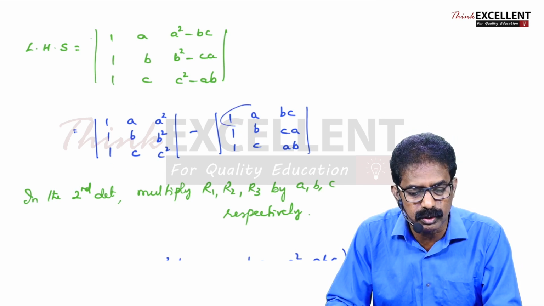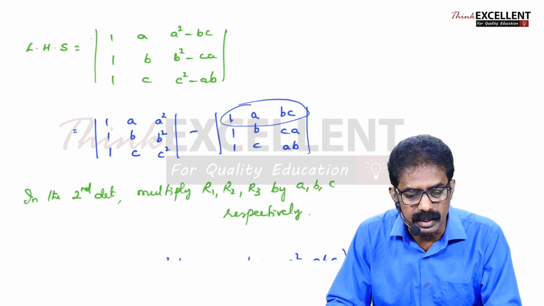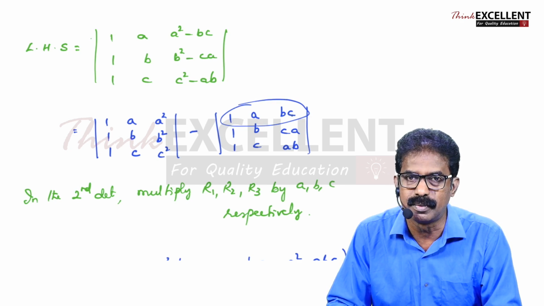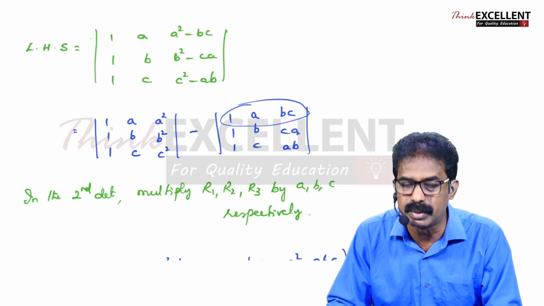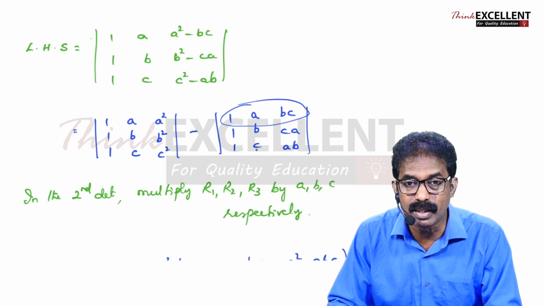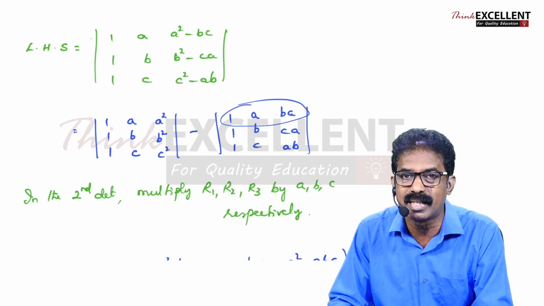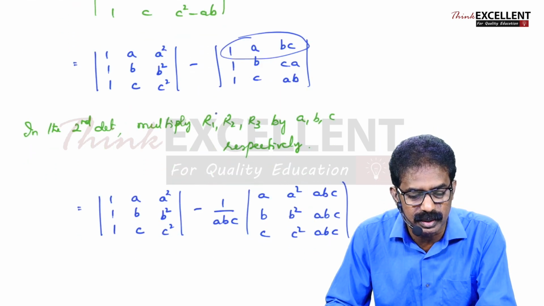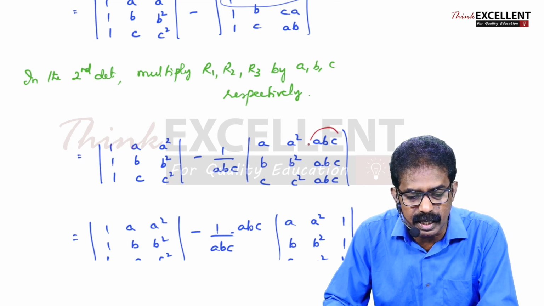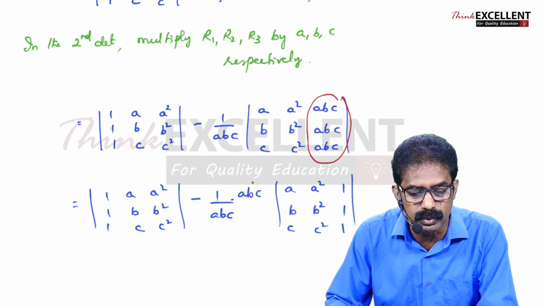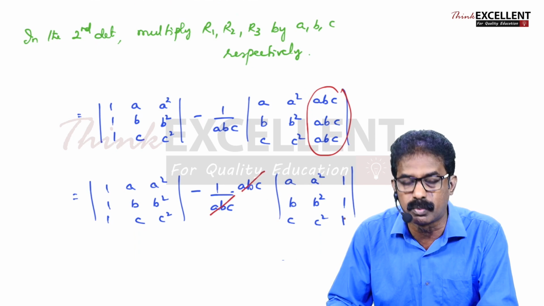Second determinant, first row multiply by A. What do you get? A square, ABC. Second one, you multiply by B: B square, ABC. C square, ABC. You can see ABC is common there. Then you can take it out. Listen. When you multiply, you have to divide also. Now you can see this ABC is common. Take it out. Now this ABC cancels: 1, 1, 1.